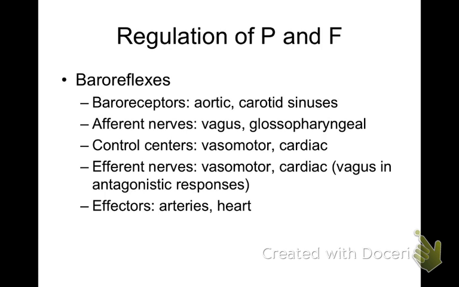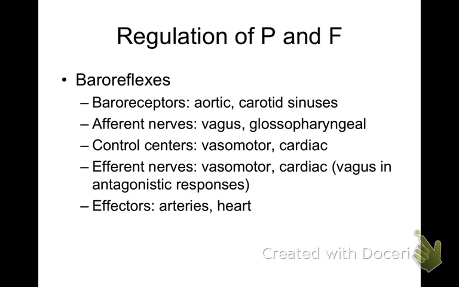The carotid sinuses are right at the base of the head, right at the jaw, where the common carotid arteries end by branching into internal and external carotids. At that point, that's where the carotid sinuses are, and they're specifically monitoring blood pressure to the brain. So carotids measure blood pressure to the brain. Aortic sinuses measure blood pressure to the entire systemic circulation.